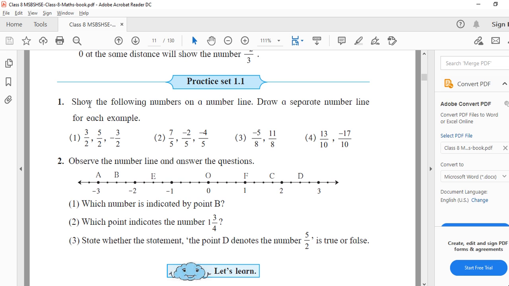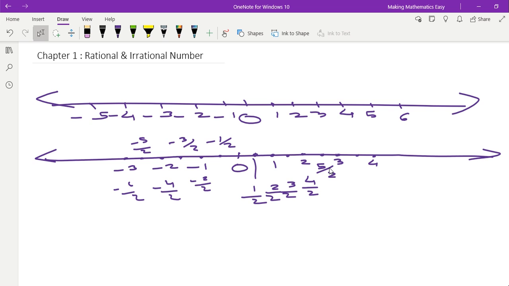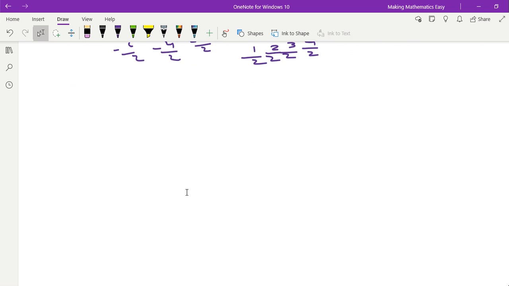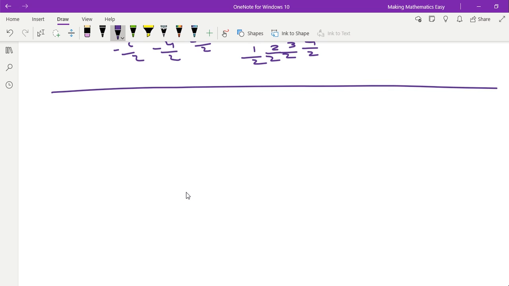Now let's start with exercise 1.1. Our exercise says show the following numbers on the number line, draw a separate number line for each example. So this is the first sum. You have to show these 3 numbers on a number line. So let's first draw a number line and mark the origin first. So this is my 0.